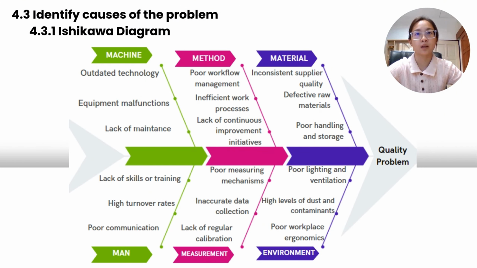For the method category, there are poor workflow management, inefficient work processes, and lack of continuous improvement in activities. Lack of standardization procedures leads to variability in product quality, as different employees may follow different methods.